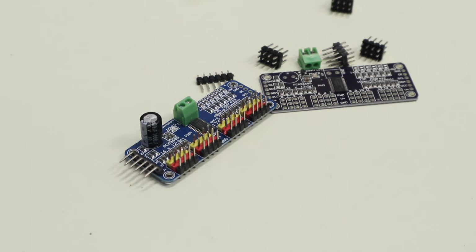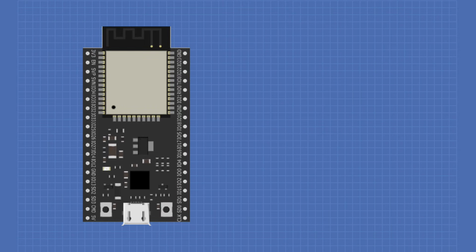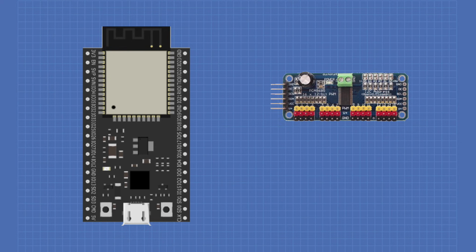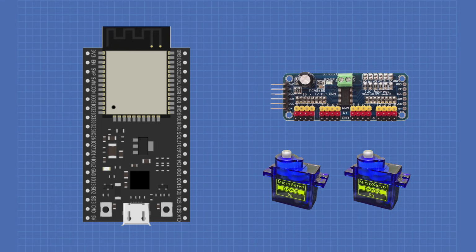Let's go and see how we use it with the ESP32. For this experiment, once again, we'll require an ESP32 module, and we'll be using a PCA9685 16-channel PWM controller. We're also going to need a couple of servo motors. I'm just using 2 servo motors, but the PCA9685 can support up to 16 of them. We'll need a power supply for those servo motors.